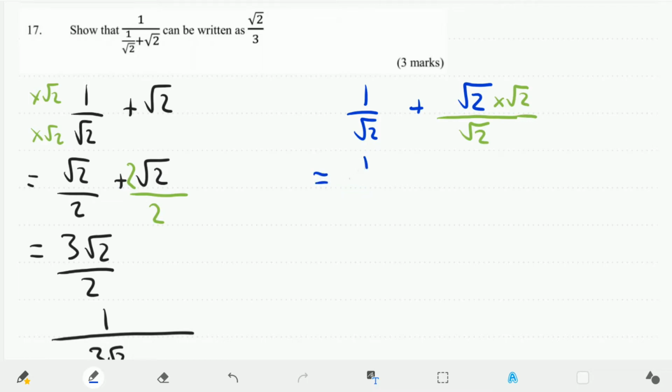So that would now be equal to 1 over root 2 plus root 2 times root 2, which is 2, and it's all over root 2. Now they have the same denominator, which means you can add them together. 1 plus 2 is 3. That's 3 over root 2.